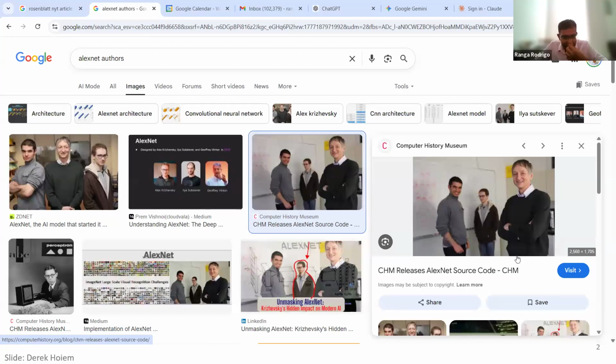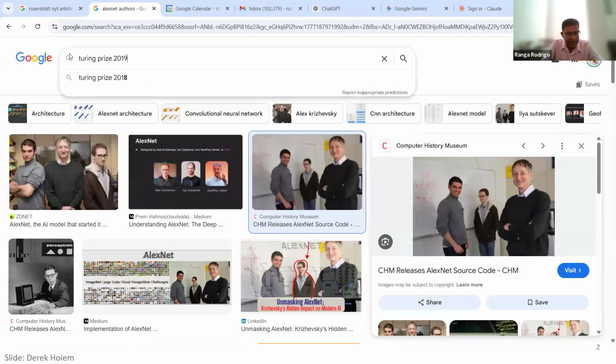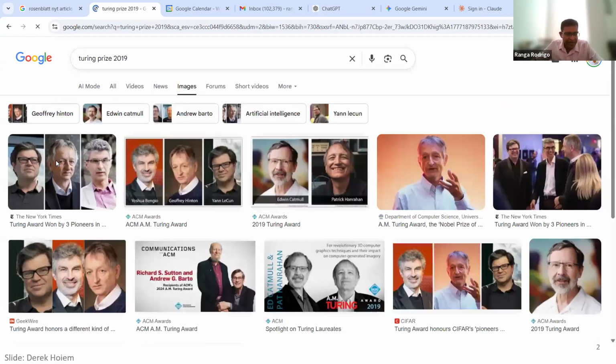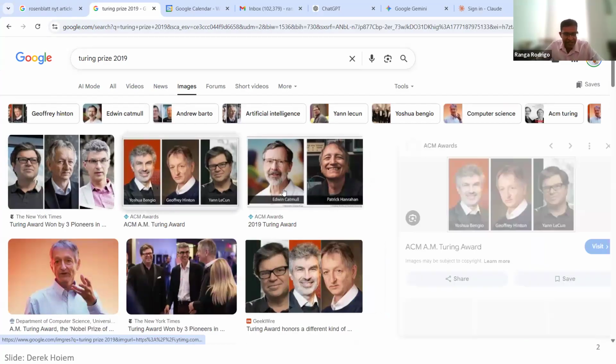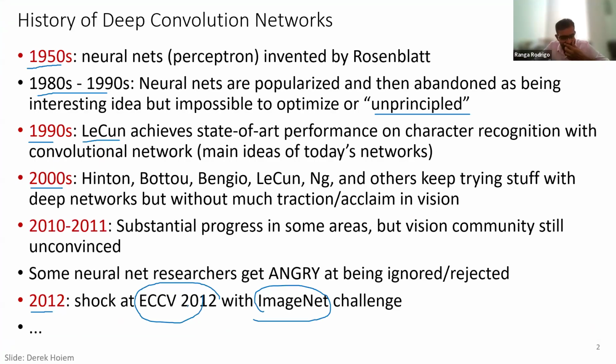and this is Professor Geoffrey Hinton. After this work, the Turing Prize in 2019. The 2019 Turing Prize was won by these three people, Yoshua Bengio, Geoffrey Hinton, and Yann LeCun. I'm happy to say that my students have pictures with Yoshua Bengio and Yann LeCun. And then finally, you know that Professor Geoffrey Hinton won the Nobel Prize for Physics. These are such great achievements.